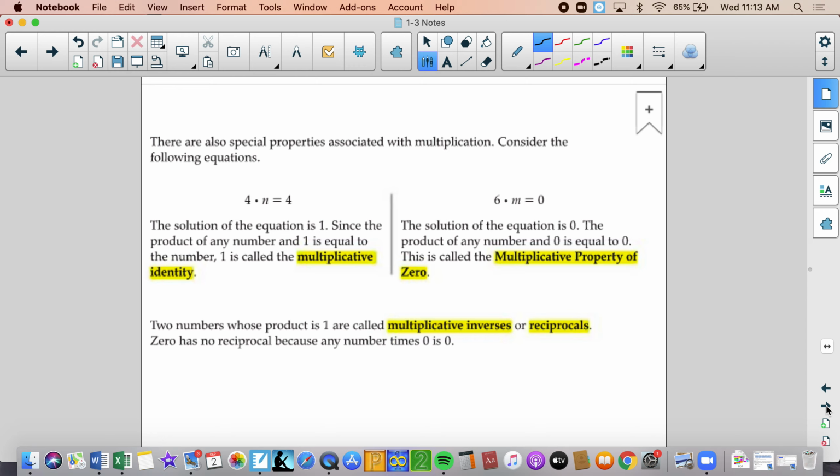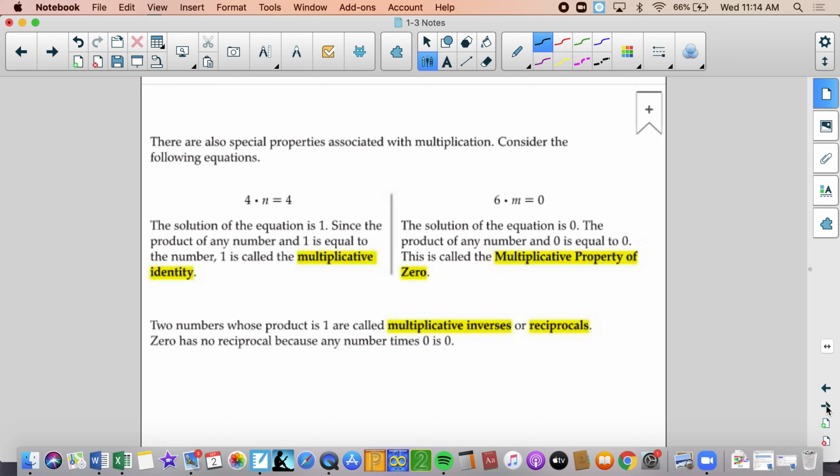Consider the following equations. The solution of the equation is 1, since the product of any number and 1 is equal to the number. 1 is called the multiplicative identity. So remember, what do we multiply to get that same number? Well, if we multiply by 1, we'll always get that same original number.